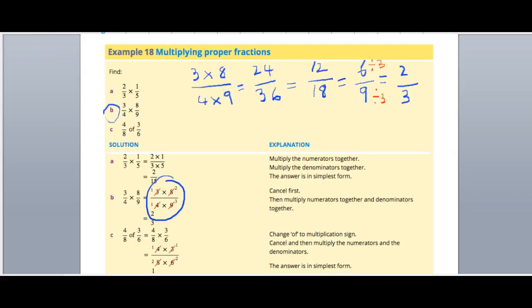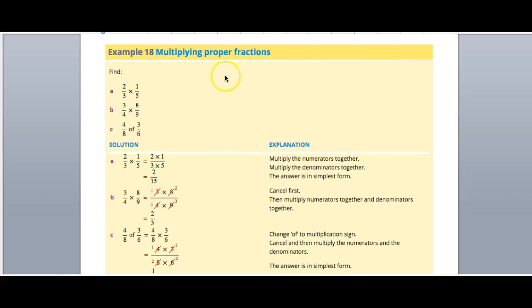All right, now I'm going to show you how the textbook has done it. The way they've done it is trying to simplify it before you actually get to the fraction. So we do the same thing. Remember, we're looking at question B: 3 times 8 and 4 times 9. We say, all right, what can cancel out? This 3 can cancel out with a 9.